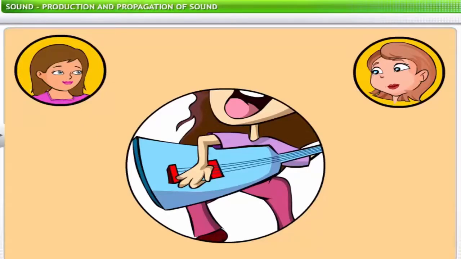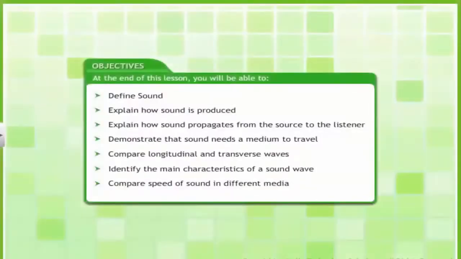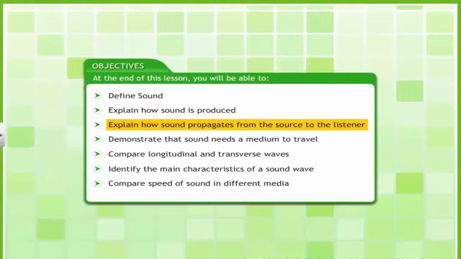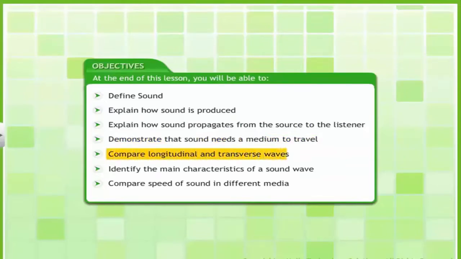In this lesson, you will learn about production and propagation of sound and the characteristics of a sound wave. At the end of this lesson, you will be able to define sound, explain how sound is produced, explain how sound propagates from the source to the listener, demonstrate that sound needs a medium to travel, compare longitudinal and transverse waves, identify the main characteristics of a sound wave, and compare the speed of sound in different media.